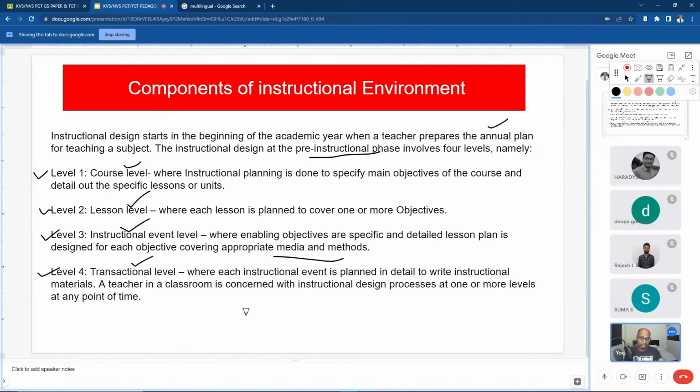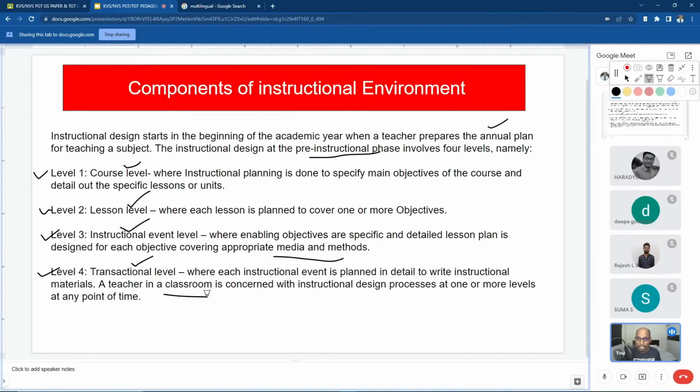Now you have the annual plan, and in that annual plan they have given you when you have to teach tense, but you can't teach tense directly. Through one lesson you have to teach. So that is your lesson plan objective. Through the lesson you have to teach the tenses. For that, you will use this instructional event level: what kind of objectives you want to achieve after teaching tenses through the textbook. Then when it comes to the transactional level, what method you adopt to teach tenses, what type of information you want to pass, what sentences you write, all this comes under the transactional level.